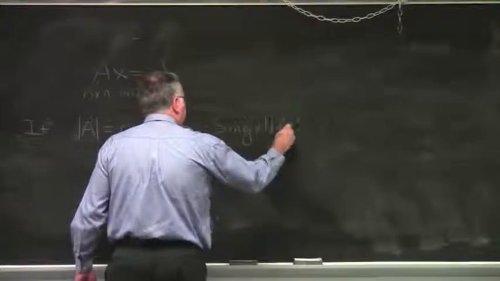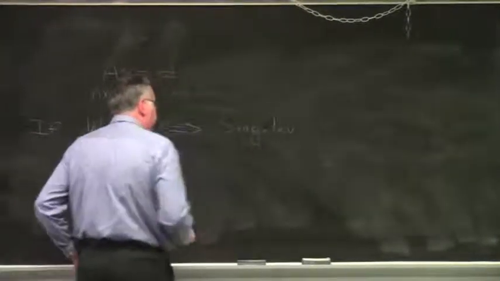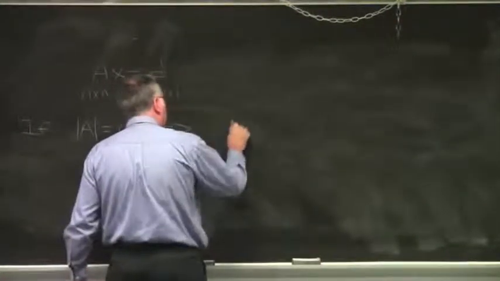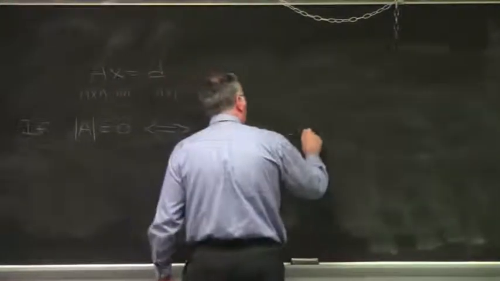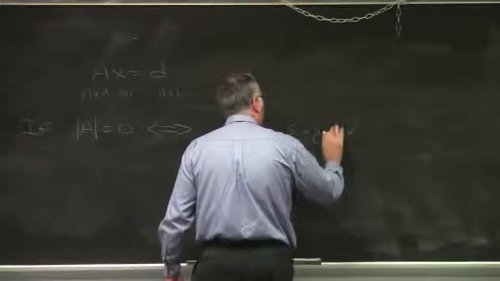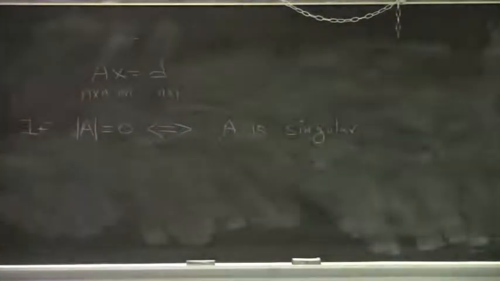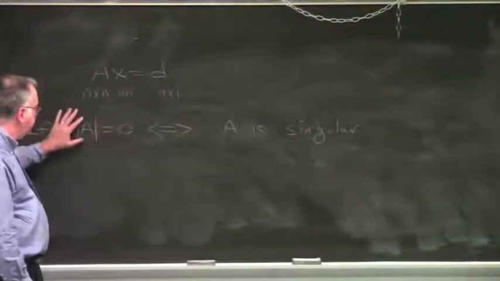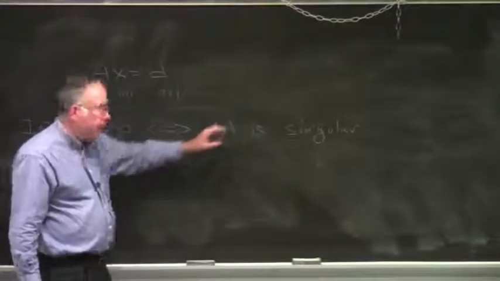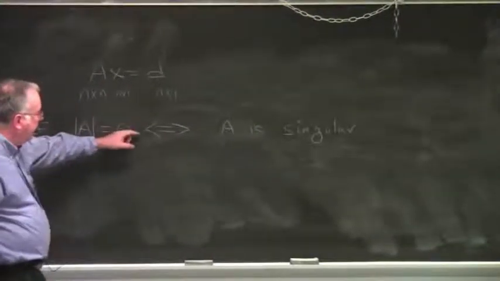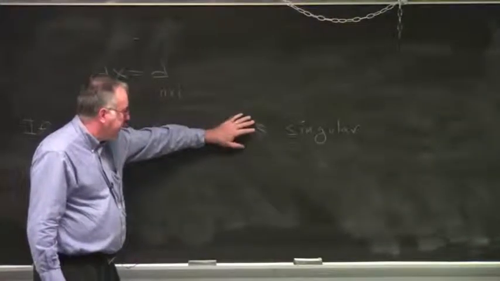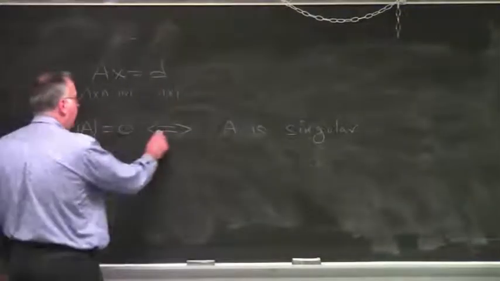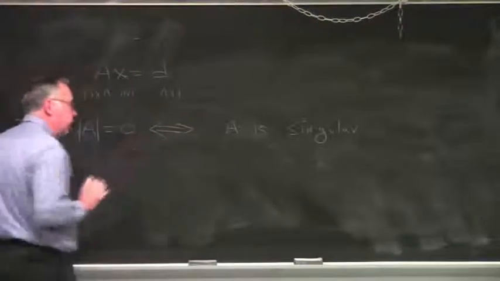That's really just a definition of what a singular matrix is. A is singular. And these arrows go both ways. That means these two statements are equivalent. If the determinant of A is 0, that implies A is singular. If A is singular, that implies the determinant of A is 0. So these arrows go both ways. That means these two statements are equivalent.